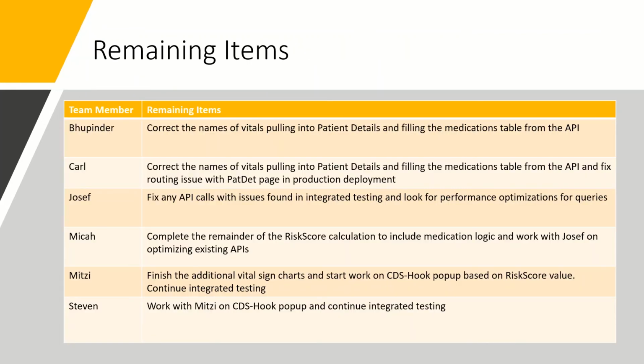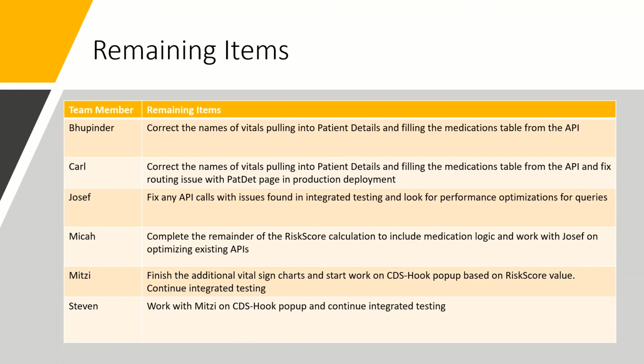The following are the remaining items that we have for our project to complete it. Bhupinder will be working on correcting the names of the vitals that are pulling into the patient details screen and filling out the medication tables from the API. Carl is also going to be working with Bhupinder on that same item, as well as fixing the routing issue with the patient details page in our production deployment.